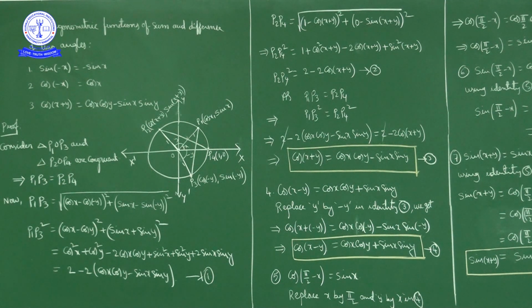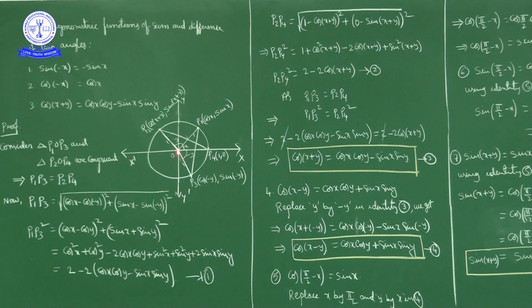Next, P2 is a point such that the angle P1 O P2 is y. As P4 is a point on the x-axis, P4 is 1 comma 0. Now if you observe, this angle is x and this angle is y, so the angle P4 O P2 is x plus y.